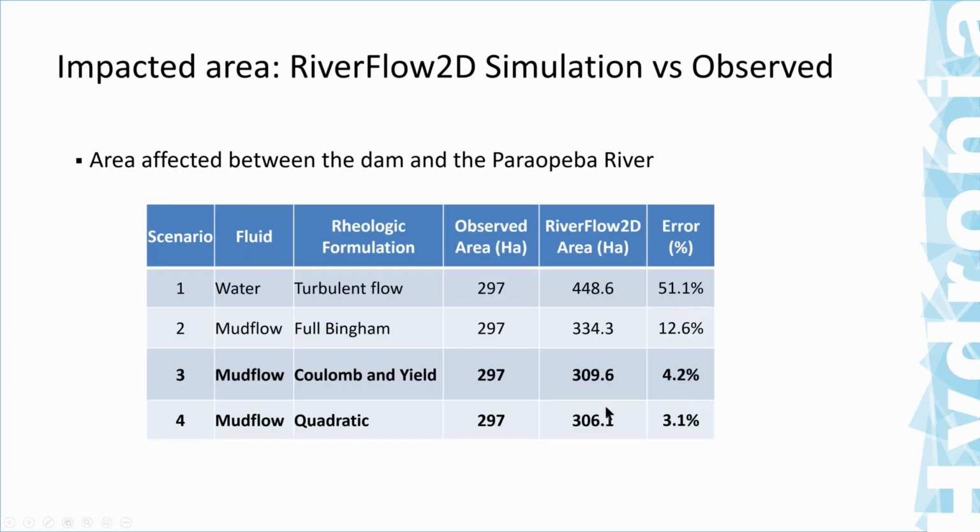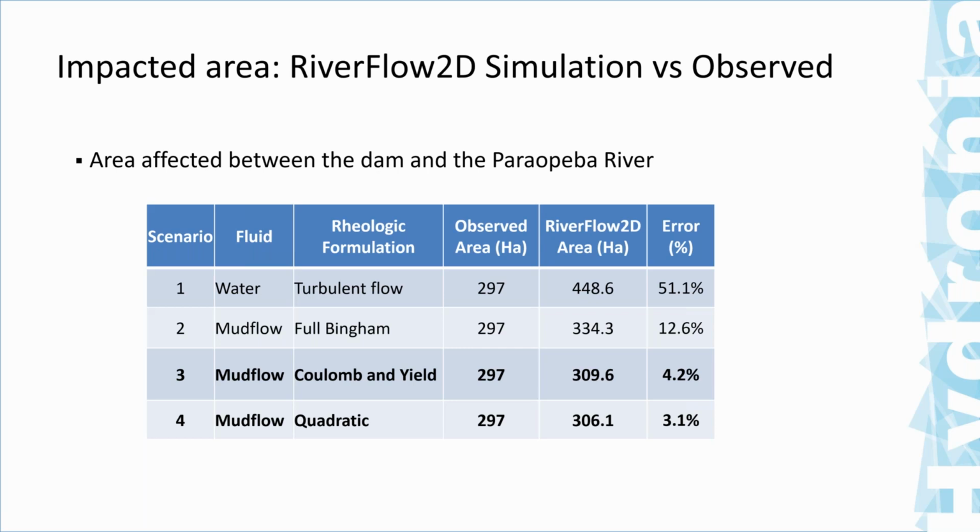But in terms of the total results, I want to show you a table that represents the observed area versus the resulting area from the river flow and the percentage errors. So you see here for the water event, the difference is very high. You have a much higher affected area. We presented this to have a way to compare with pure water.